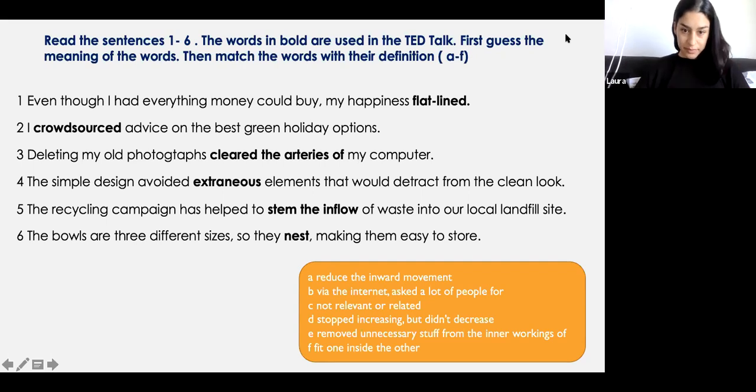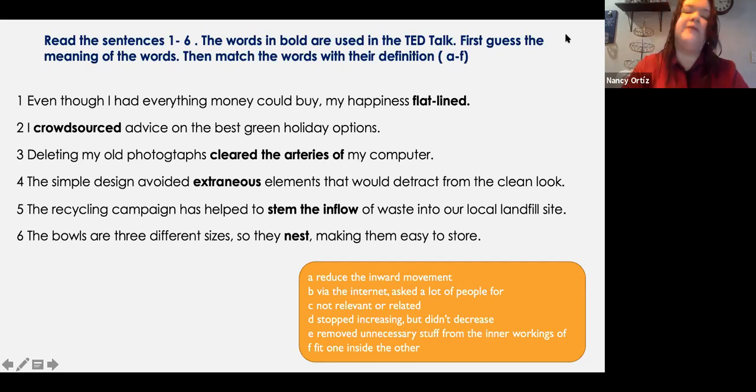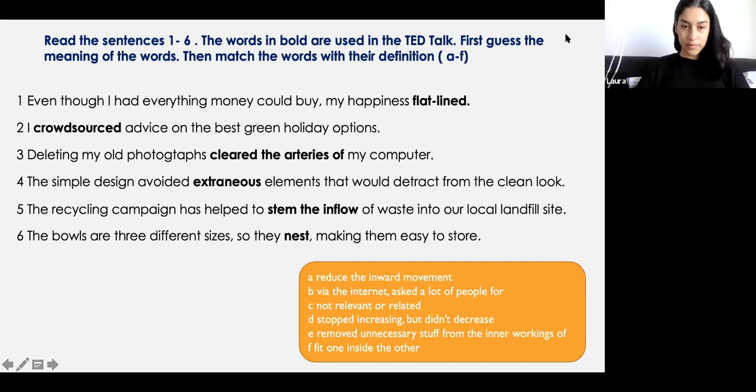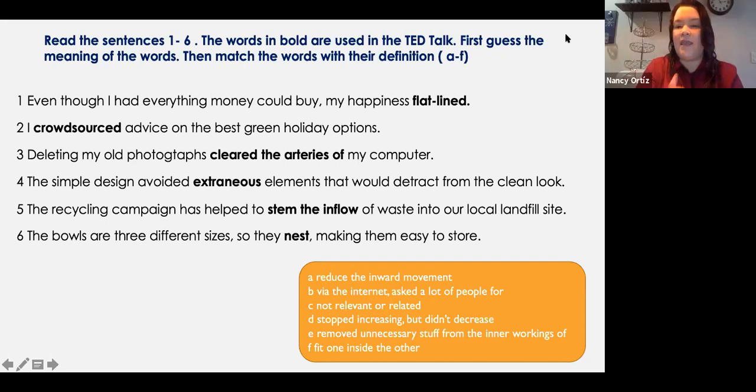I think it is stop or reduce. Okay, now in this one, I wanted you to check because we have the first one, flatline, and stem the inflow. Stem the inflow means, for example, in the case of waste, if people start recycling, we stem the inflow, or more waste coming, but the one we already have doesn't decrease, but we stop the one that is coming, okay?